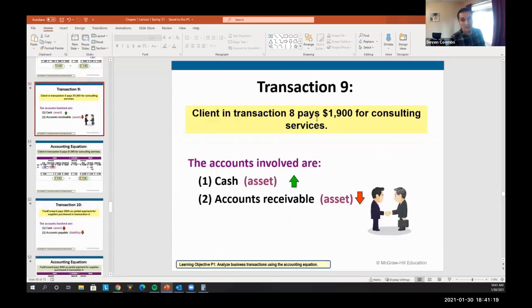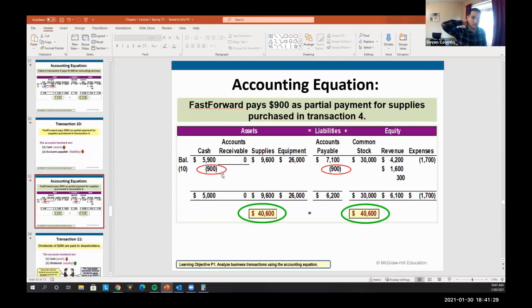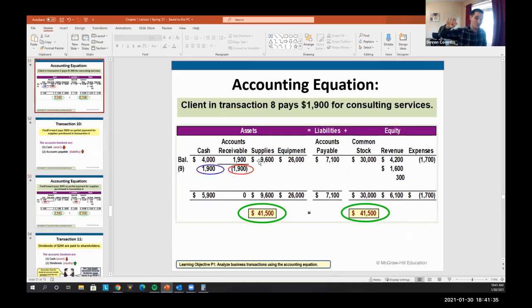And then let's say the client in transaction 8 pays $1,900 for consulting services. So they paid off their accounts receivable balance. Our assets don't change. We just reduce the receivable and receive cash. Assets don't change.